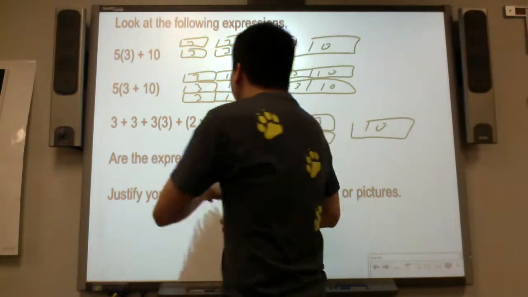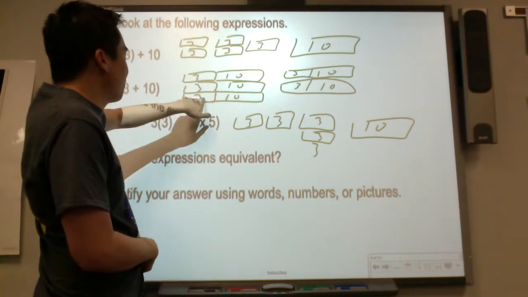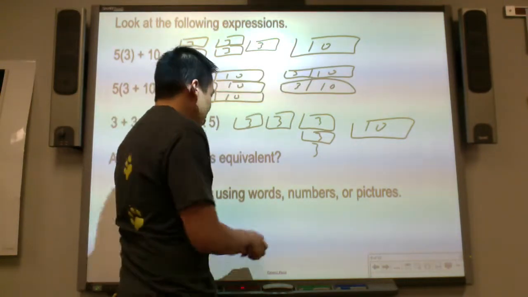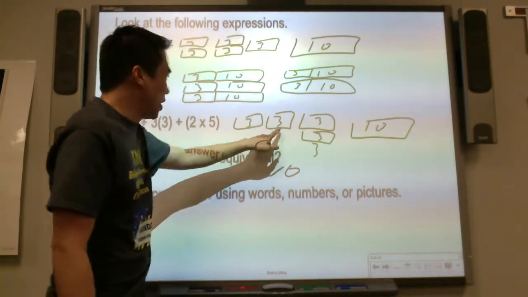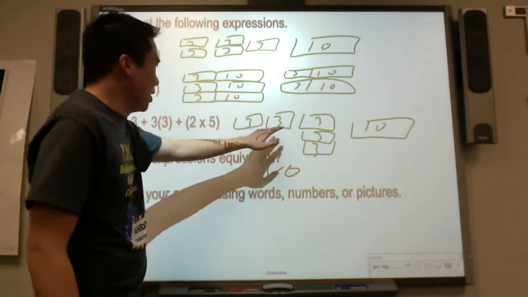So are all these pictures equivalent? Let's look at it. In this picture, I see 5 groups of 3. This one has 5 groups of 3, but it has 5 groups of 10. But this only has 1 10. So the answer will probably be no. And this one has 5 groups of 3 and only 1 10.